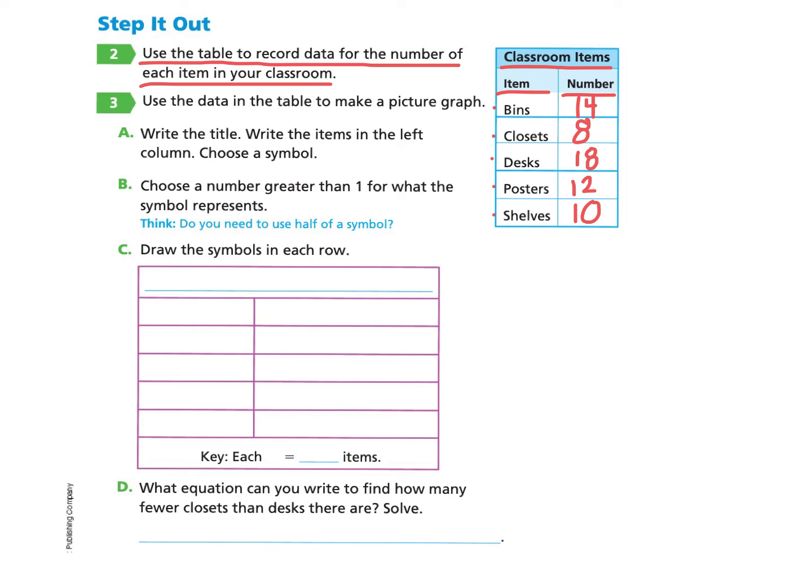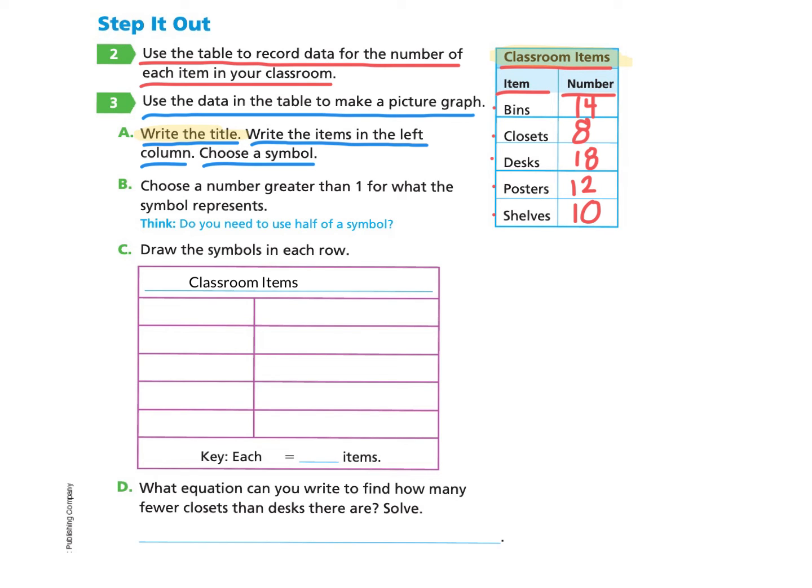Now let's take a look at the next direction. Use the data in the table to make a picture graph. First part asks us to write the title. Write the items in the left column and choose a symbol. So that's 3 directions. Our first direction is to write the title, which we know is classroom items.